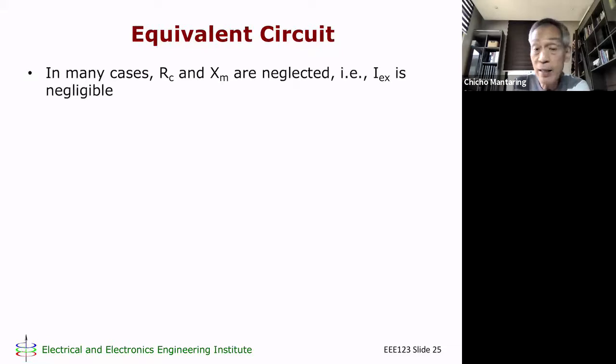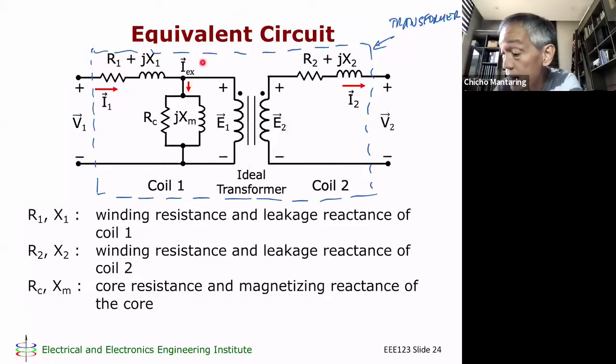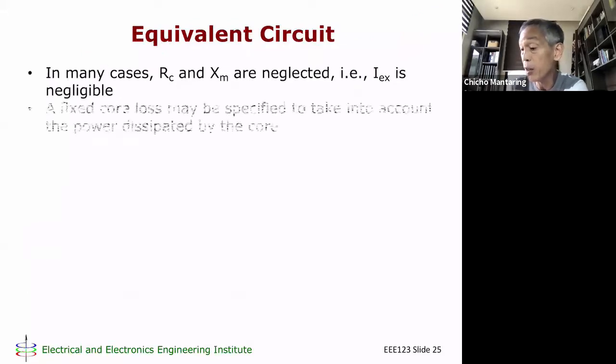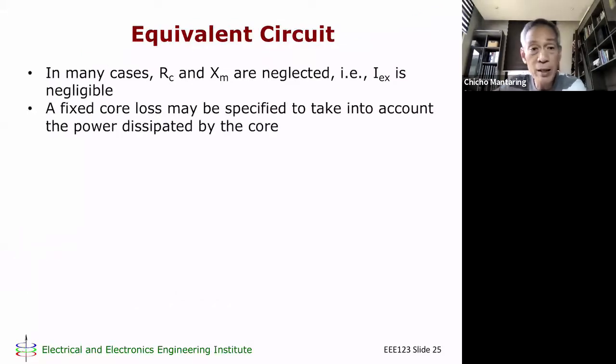Now, in many cases, we can neglect your core resistance and the magnetizing component of your core. So that your IEX, your core excitation current, is negligible. Sometimes in the nameplate, you just see a fixed core loss. So pag tinignan nyo yung nameplate ng transformer, makikita na lang ninyo at full load, the core loss is, sabihin natin, 20 watts. Yun ang makikita ninyo.